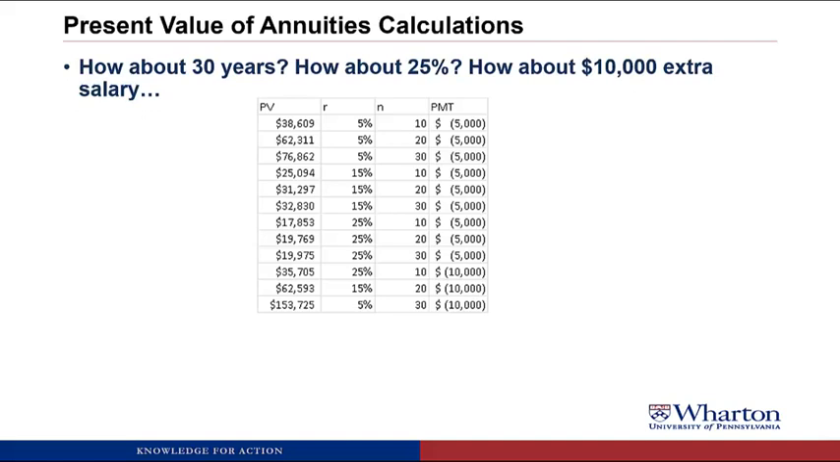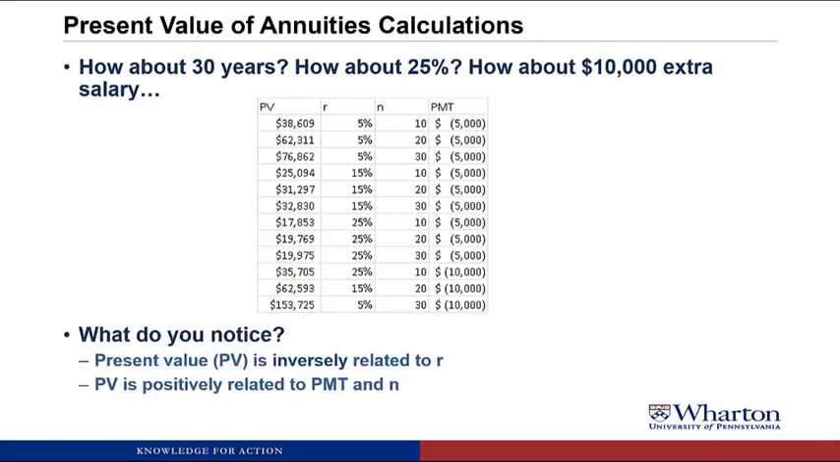And then the last three rows show you what happened if we increase the payment. So if you compare 5%, 30 years, 5,000 to 5%, 30 years, 10,000, you see the present value goes from 76,862 to 153,725. What happens there is the payment goes up, you're getting a bigger amount each year, which makes the present value of that annuity go up.